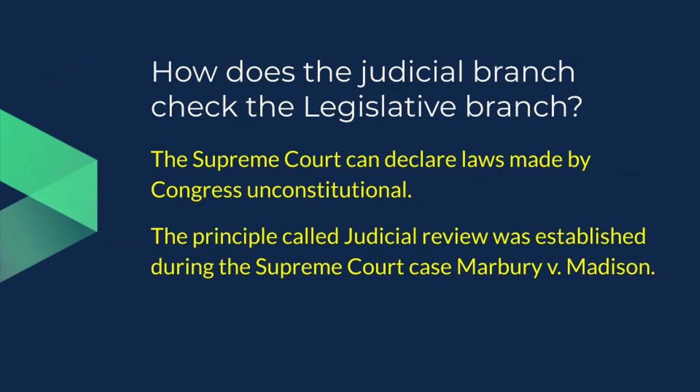How does the judicial branch check the legislative branch? The Supreme Court can declare laws made by Congress unconstitutional. The principle called judicial review was established during the Supreme Court case Marbury versus Madison.